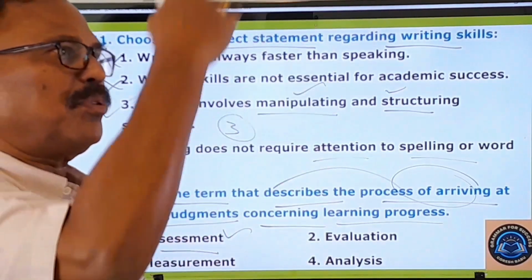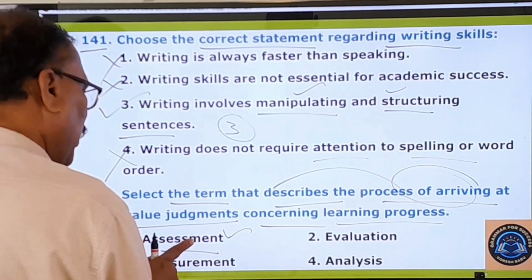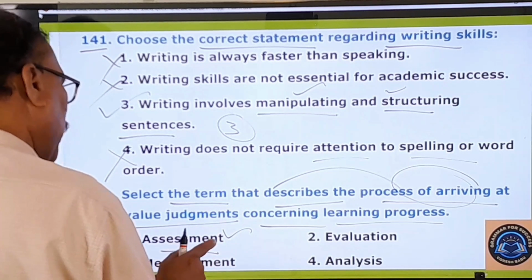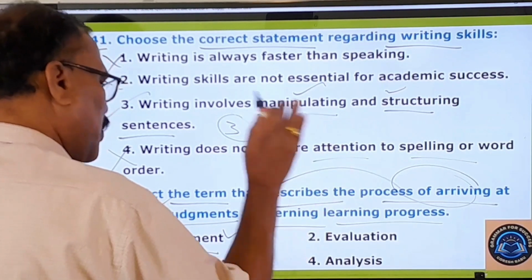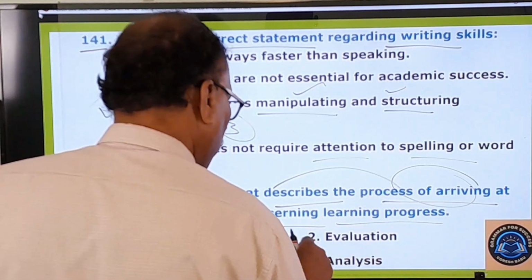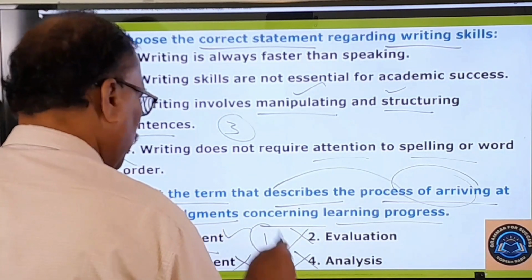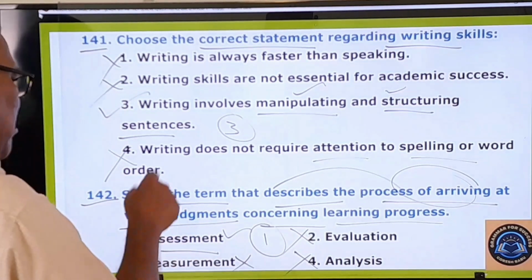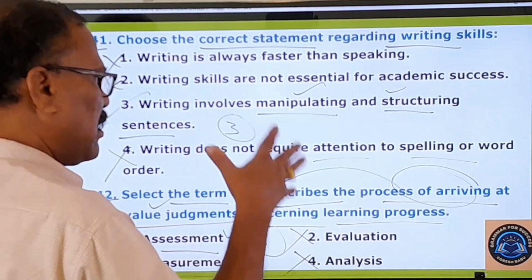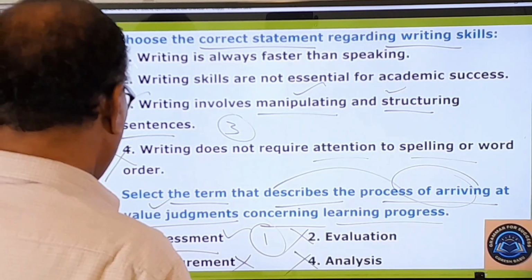And thus you come to know the progress of a student. So this is the only method, the only way by which you can judge the correct learning process of the student. Evaluation, no. Measurement, no. Analysis, no. So only the first one is your answer. Assessment is the correct one, by which you arrive at a value judgment of the student's learning progress. Okay, right. And you go to the other questions.